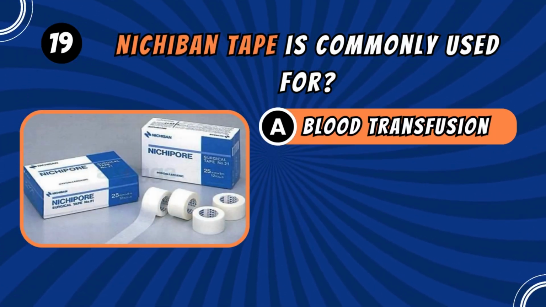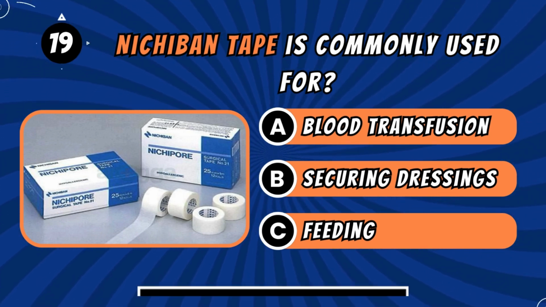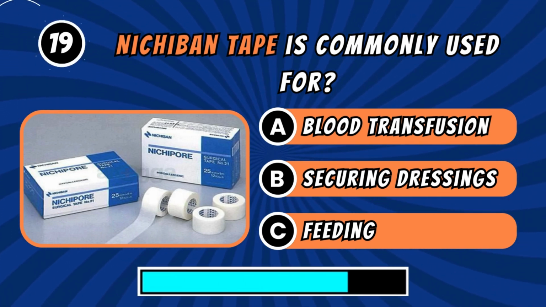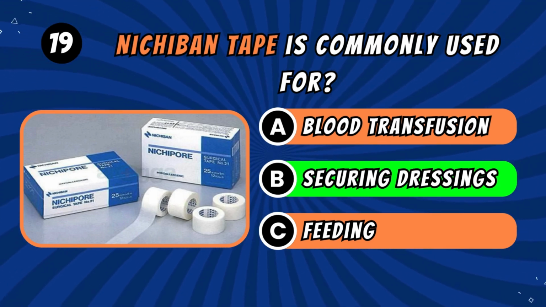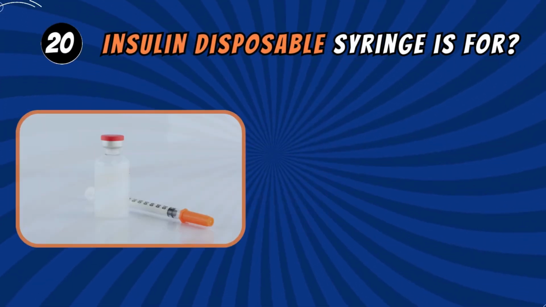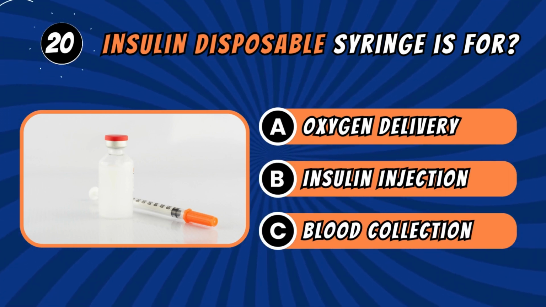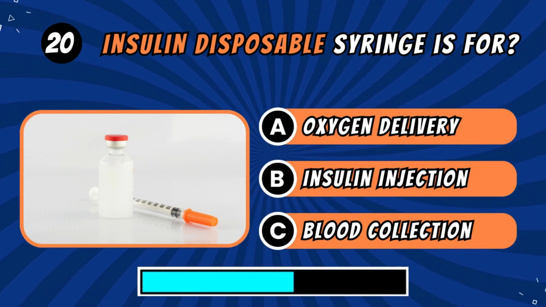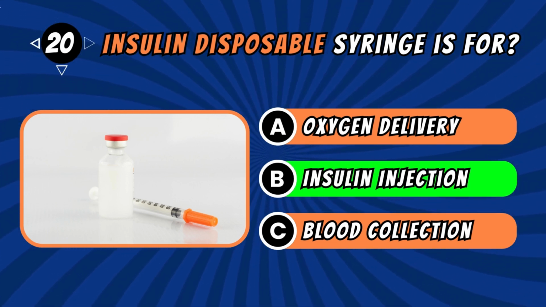Micropore tape is commonly used for? Answer B. Securing dressings. Insulin disposable syringe is for? Answer B. Insulin injection.